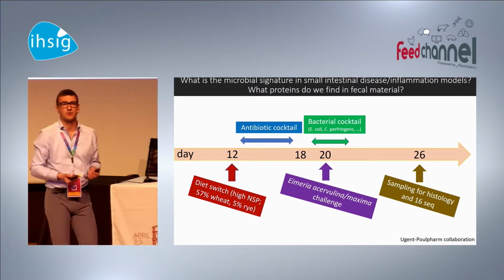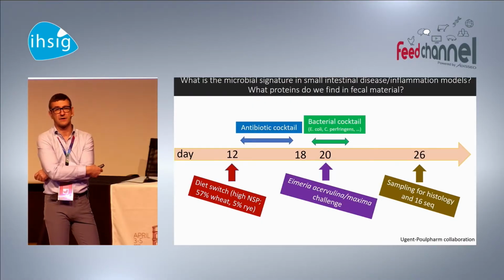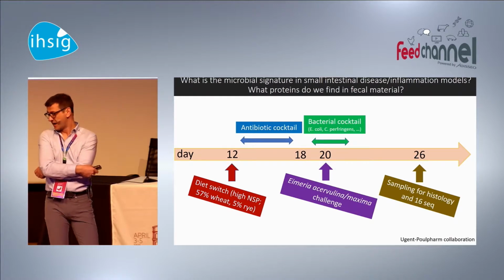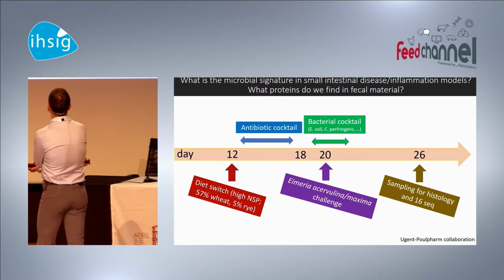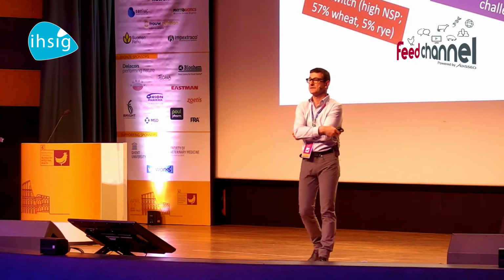So actually what we have been doing is using a poorly digestible diet, no enzymes. We depleted the microbial composition using antibiotics. Then a bacterial cocktail was given of some opportunistic pathogens, E. coli, some non-pathogenic Clostridia, even some lactobacilli. And then we also gave a coccidiosis challenge, okay? And then we just sampled and looked at 16S sequencing.